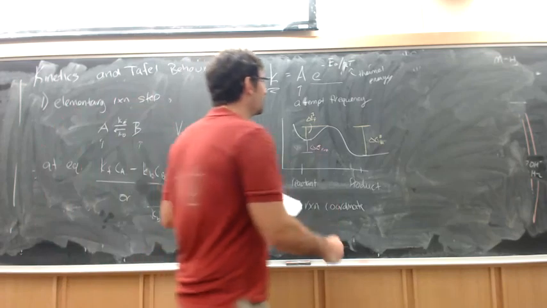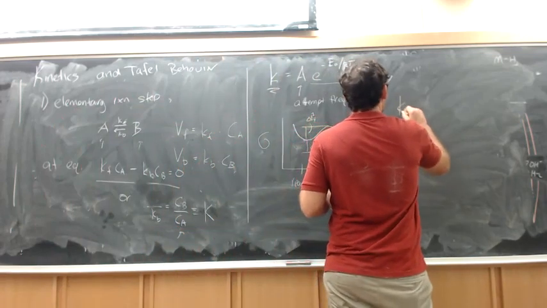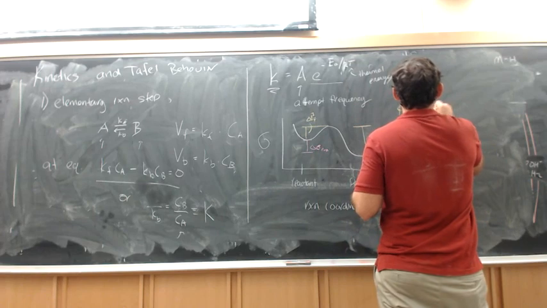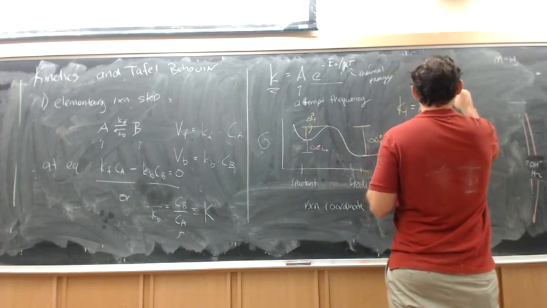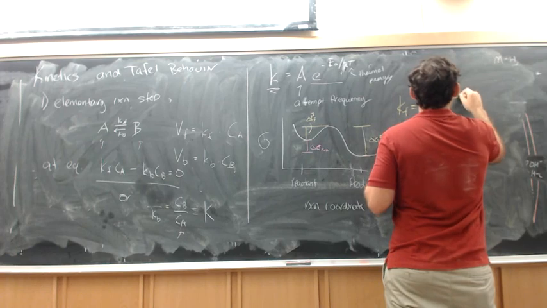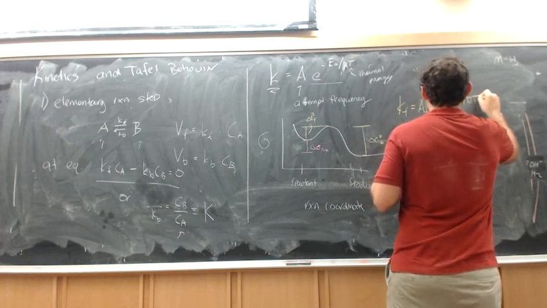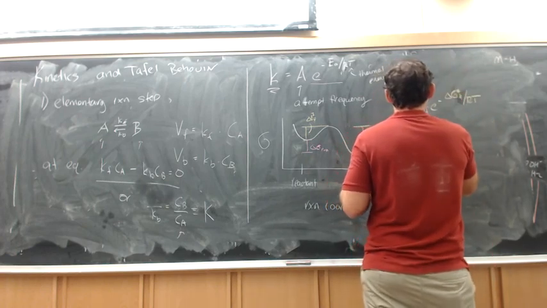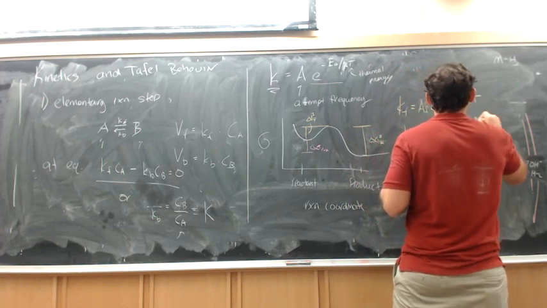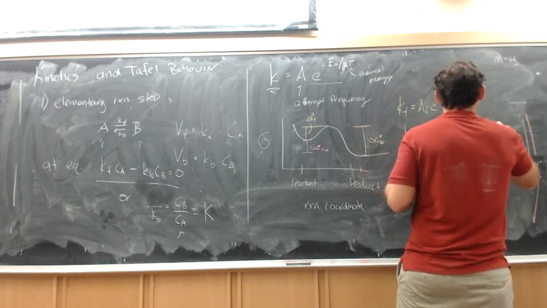And so we can write this, right? kF, so we can do this expression, equals A_F e to the negative delta G double dagger F over RT, and k_back equals A_back e to the negative delta G double dagger B over RT.